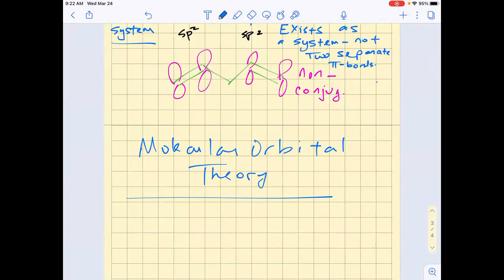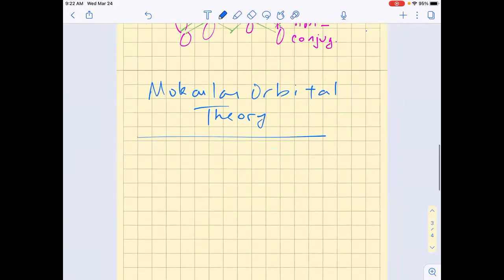So let's talk about molecular orbital theory. This is basically a way to describe these conjugated systems and understand how they react. It's a theory that was developed by Einstein, contributed to it. Several other scientists contributed to it, but what it's basically saying is a couple of things.